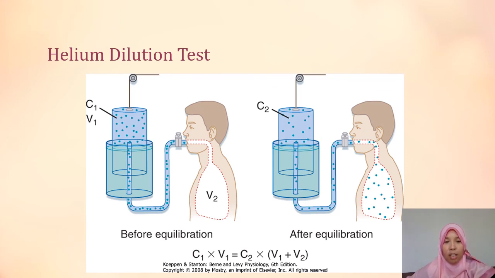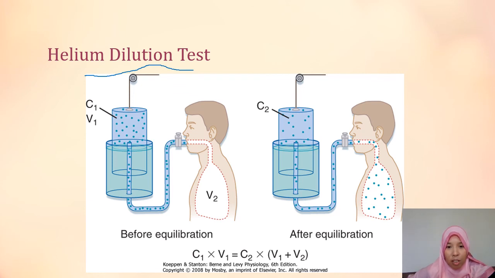But what we cannot measure directly is the residual volume, because the residual volume is the air that's left inside your lung after you maximally force air out, after you maximally exhale. So you want to calculate the air that's left inside your lung, which is impossible. So we have this helium dilution test to measure it. This is measuring the volume of air that's left inside indirectly.